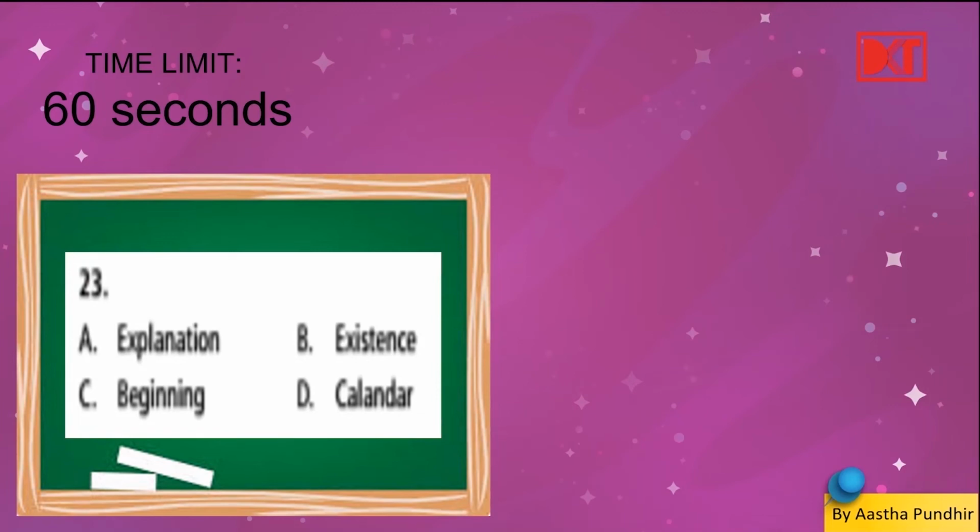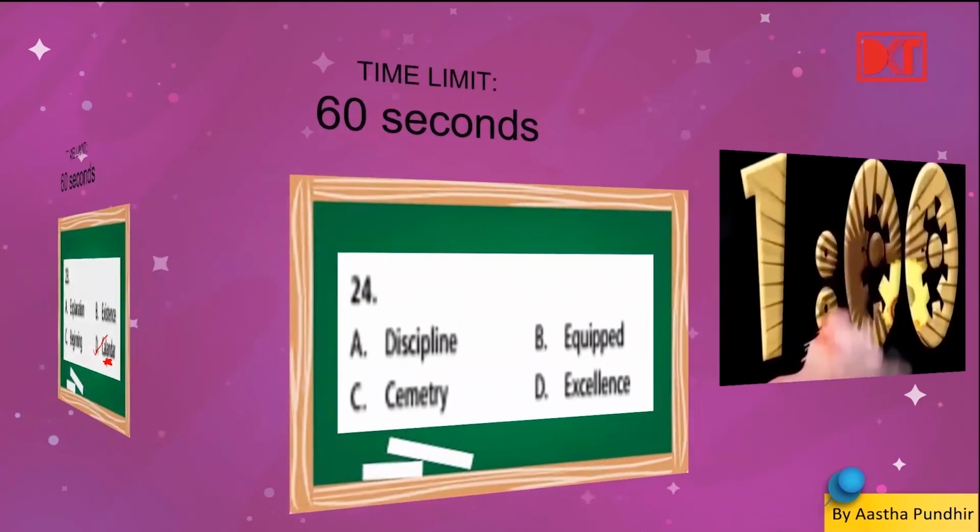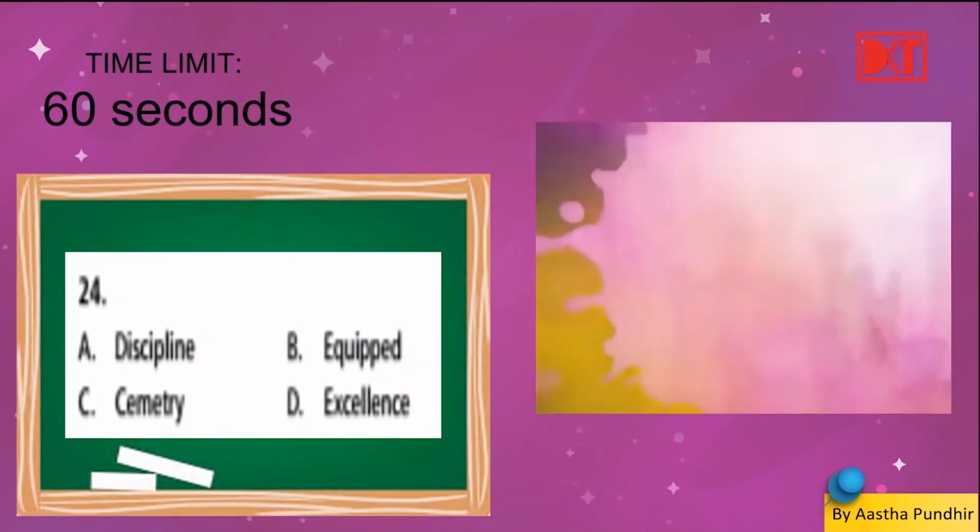Alright, now here explanation, existence, beginning and okay. So the incorrect word here is D, calendar. The correct spelling of calendar is C-A-L-E-N-D-A-R. Not A-N-D-A-R, rather it should be C-A-L-E-N-D-A-R. Alright. So your time starts now.